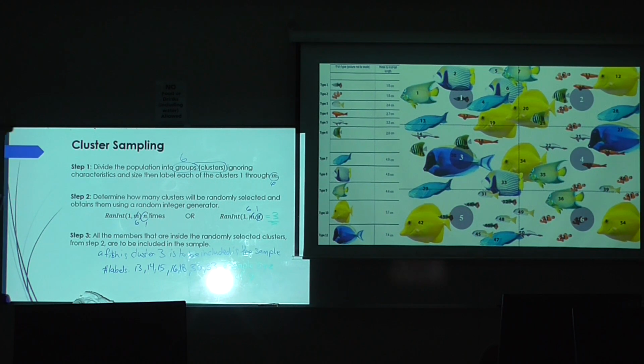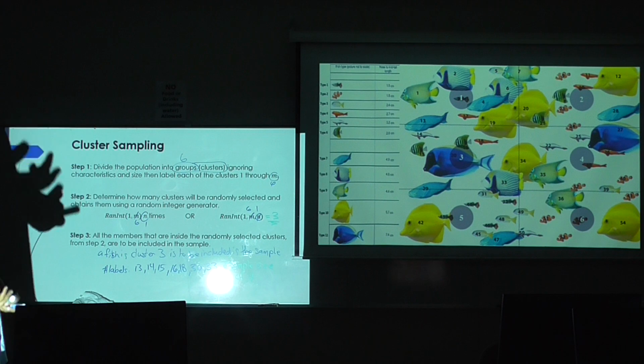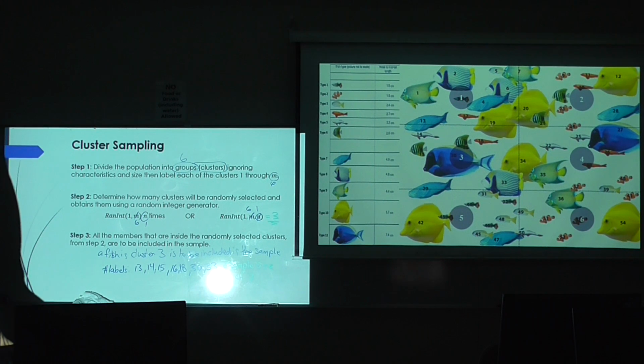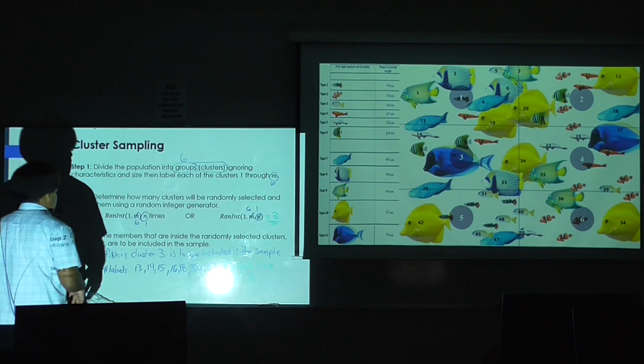Then I randomly select the cluster. That's most important. I randomly select the cluster. Okay? And at the end, I included all those fish that happened to be in the cluster that was randomly selected. And that is my sample. That's how clustering works when you're using technology and using this process.